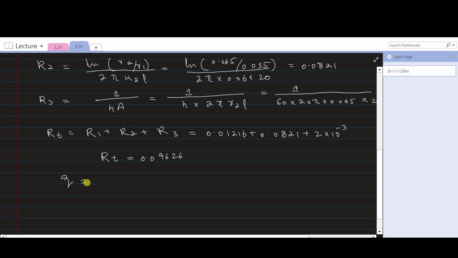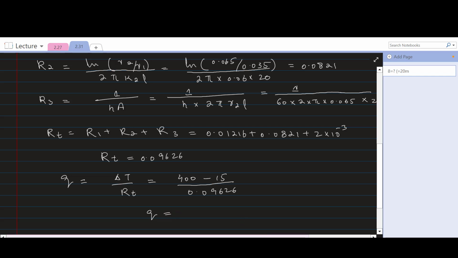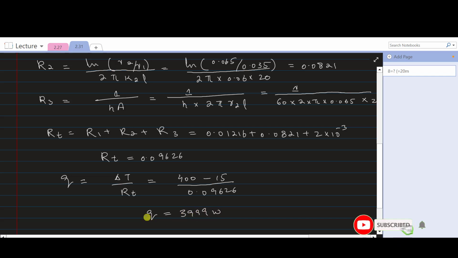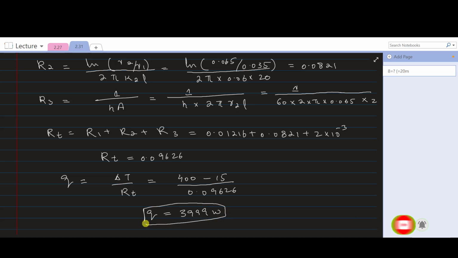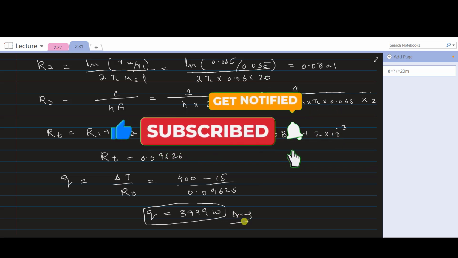After that, the heat transfer is equal to the temperature difference divided by the total resistance offered to the heat transfer. So what is the temperature difference? That is 400 minus 15, divided by 0.09626. When you simplify this value on the calculator, you will get the heat transfer. So let me solve it. 400 minus 15 divided by the answer, so you will get 3999 watt. Heat transfer through this pipe will occur over its length of 20 meters if 2 layers of insulation are added. And these are the final answers. I hope you understand. If you still have any confusion, you can ask.